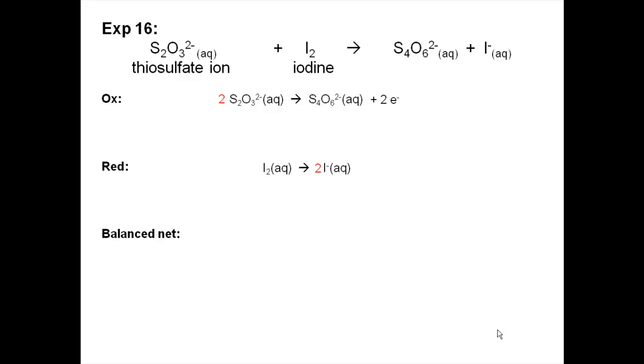On the reduction, I have 0 electrons on my reactant side, and I have 2 negatives on my product side. Therefore, to balance this, I need to put 2 electrons on my reactant side, which makes sense since it takes on electrons. Notice that the electrons are the same, therefore I don't need to multiply by any factors, so the electrons will cancel out, and I have my balanced equation.